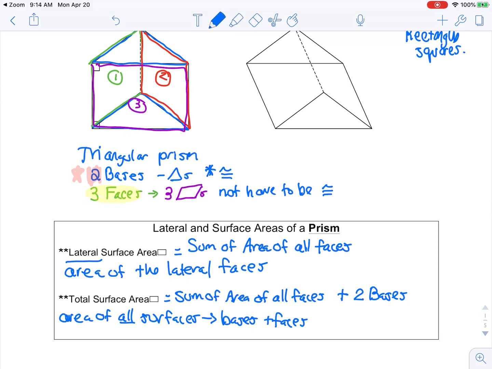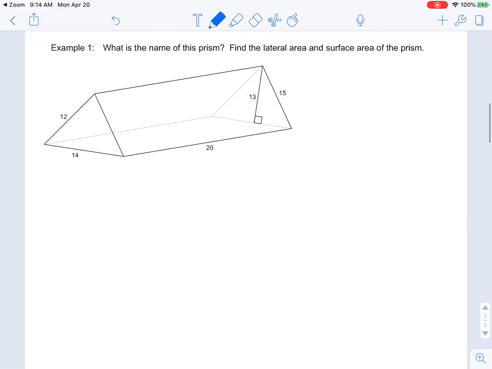Okay, now we're going to be talking about a couple of different ways of finding the lateral and the surface areas. One of the methods I like to use is just specifically finding the area of each of the surfaces individually and then adding up what we need to add up. There are also some formulas that we're going to look at that we're going to develop as we start looking at a couple of these.